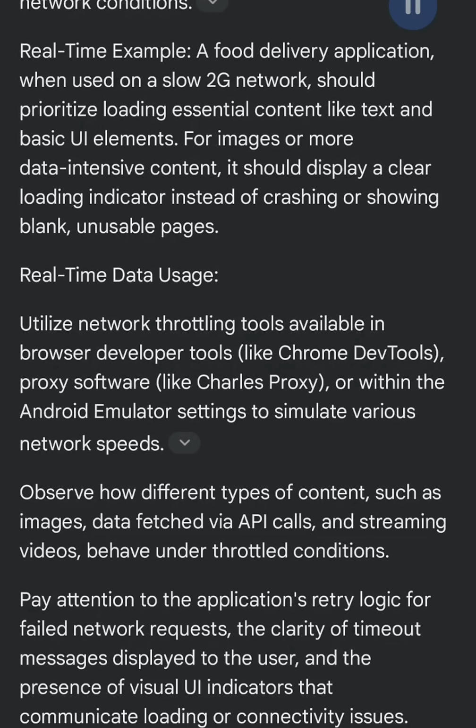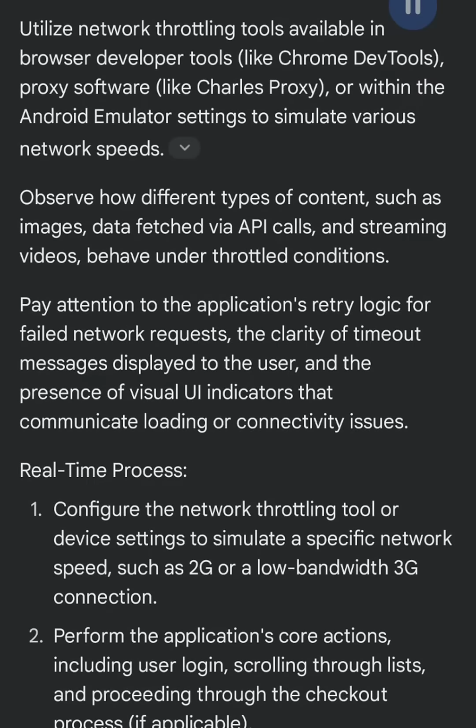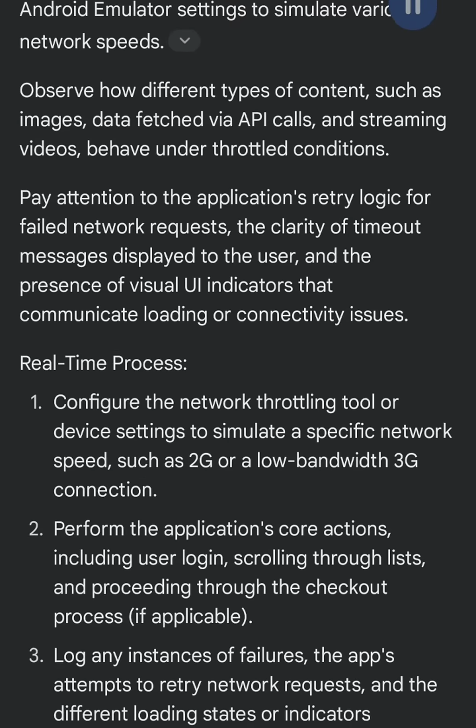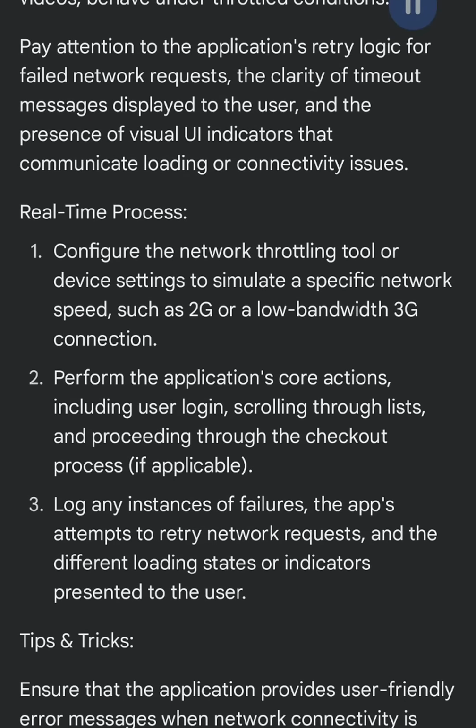Real-time data usage. Utilize network throttling tools available in browser developer tools, like Chrome DevTools, proxy software, like Charles Proxy, or within the Android emulator settings to simulate various network speeds. Observe how different types of content, such as images, data fetched via API calls, and streaming videos, behave under throttled conditions. Pay attention to the application's retry logic for failed network requests, the clarity of timeout messages displayed to the user, and the presence of visual UI indicators that communicate loading or connectivity issues.